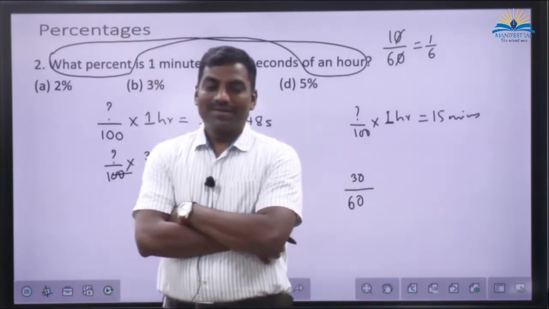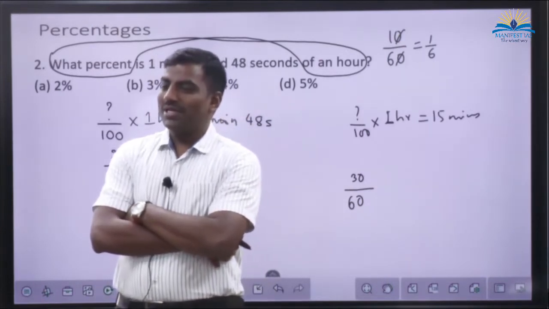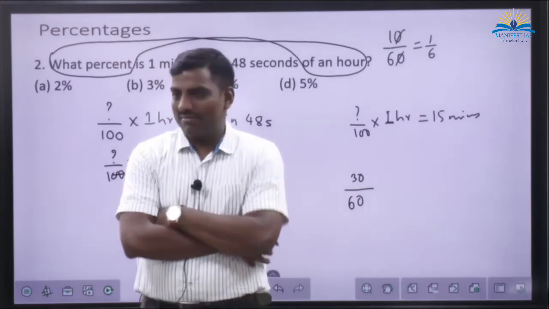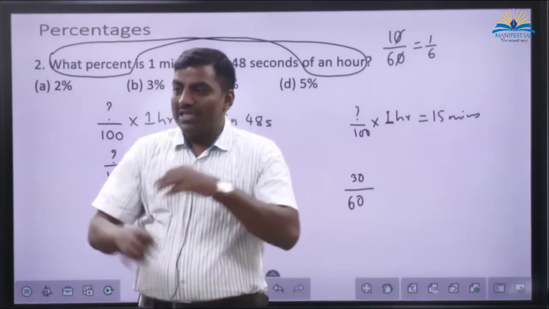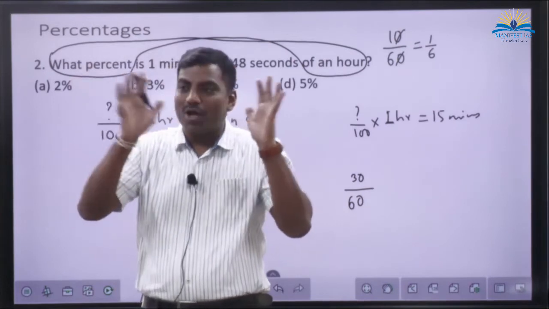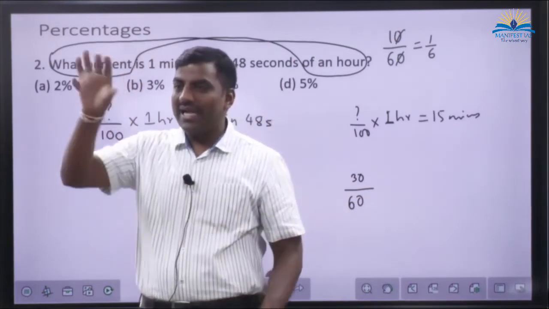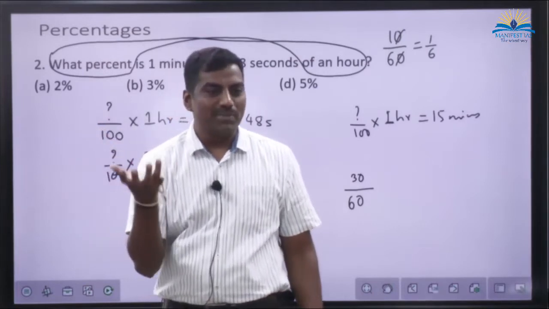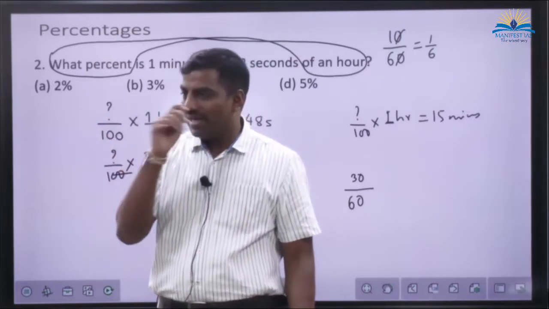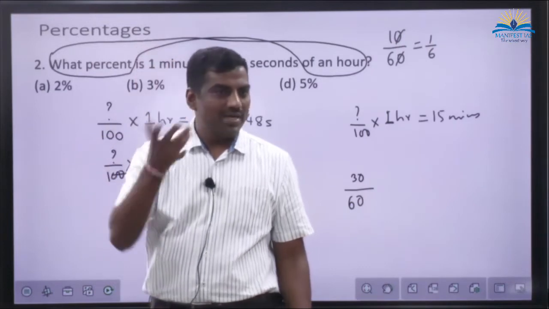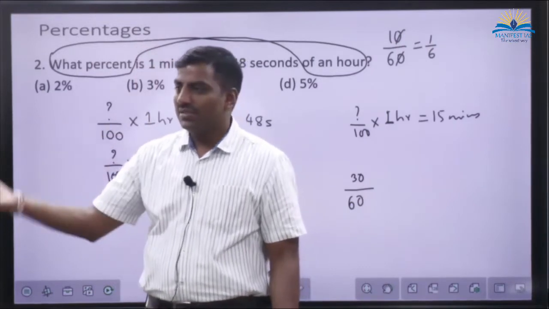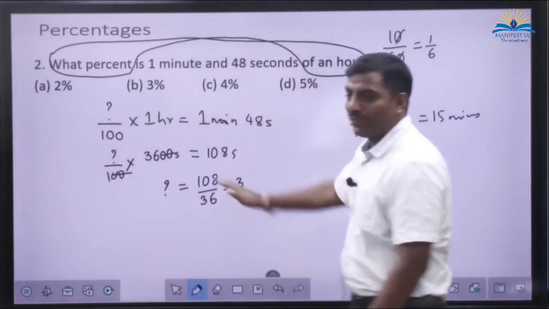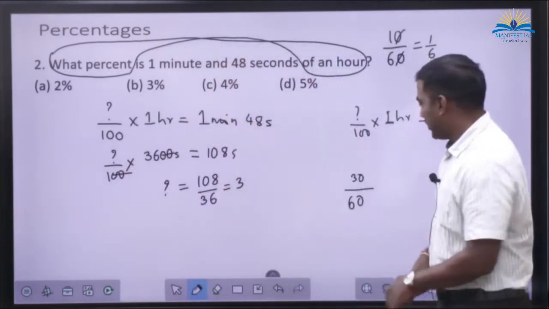3 is what percentage of 9? 3 by 9. Simple. So don't think of this multiplication by 100, all that stuff. Just take two entities which you are comparing. Usually the bigger entity will come in the bottom and the smaller entity will be in the numerator. Take the fraction, get the percentage, done. Don't fall into this trap. Okay, next question.